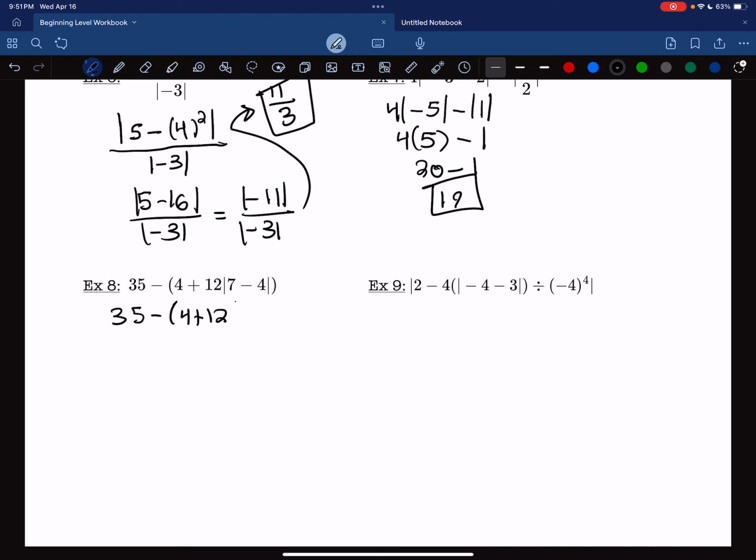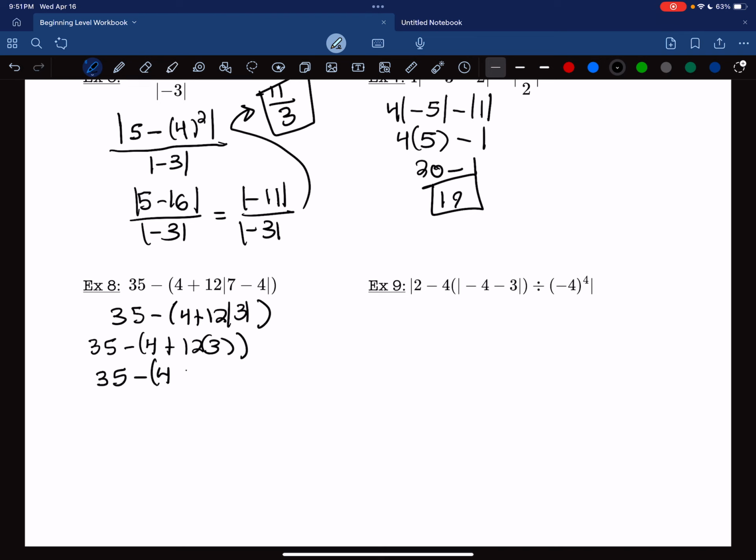7 minus 4 is 3. So we're going to have that. And the absolute value of 3 is 3. So we're going to do 35 minus 4 plus 12 times 3. And then simplifying these parentheses, we're going to first do 12 times 3. There we go. 35 minus 4.